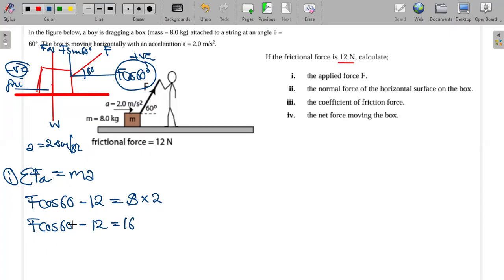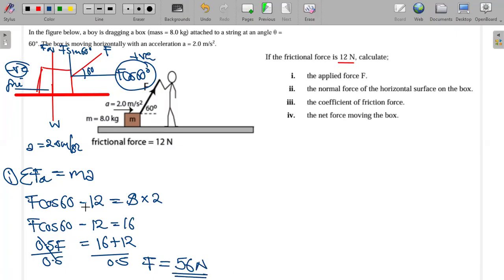So cos 60 is 0.5. Therefore, I'm going to have 0.5 F. F, the applied force, is equal to 16 plus 12. Divide both sides by 0.5, and the 0.5 will cancel out from here. That means my applied force will be equal to 16 plus 12, which is 28, divided by 0.5. This is giving me 56. So the applied force is 56 newtons.